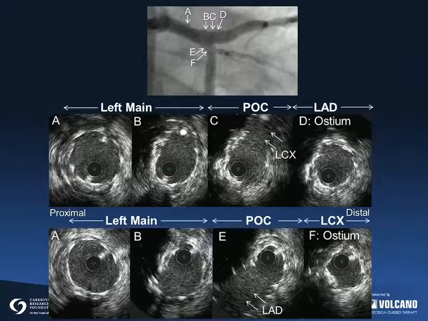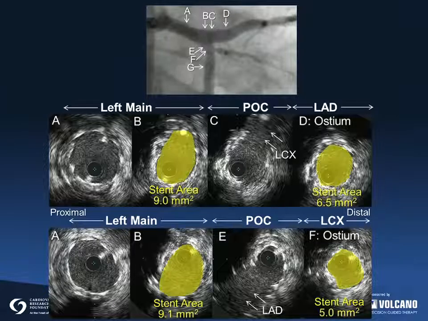These still frames summarize the two pullbacks. The pullback from the LAD at the top and the pullback from the left circumflex at the bottom. Panel A shows the mid-left main, and Panel B shows the distal left main. Panel C and Panel E show the site of the bifurcation and the origin of the opposite vessel. Stent area measurements are shown in yellow.